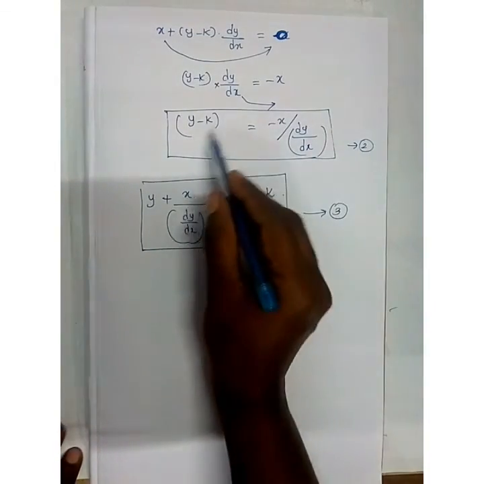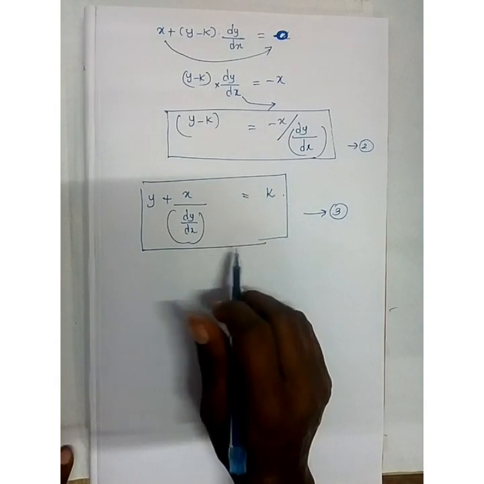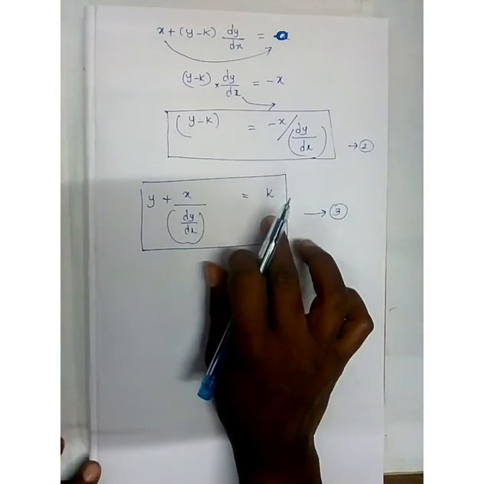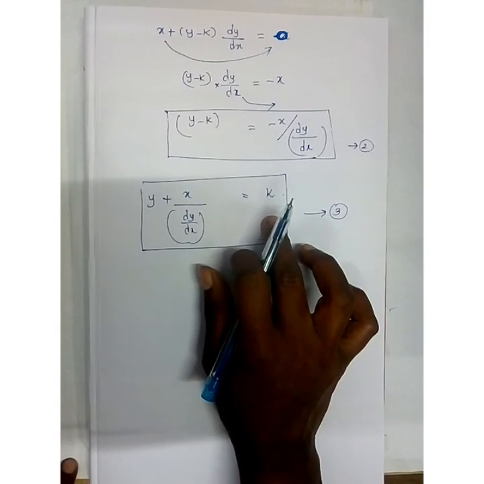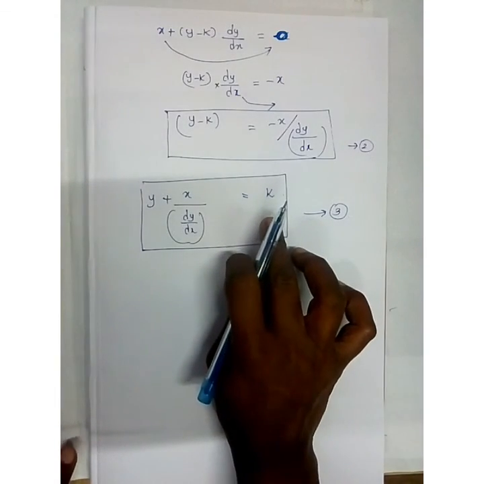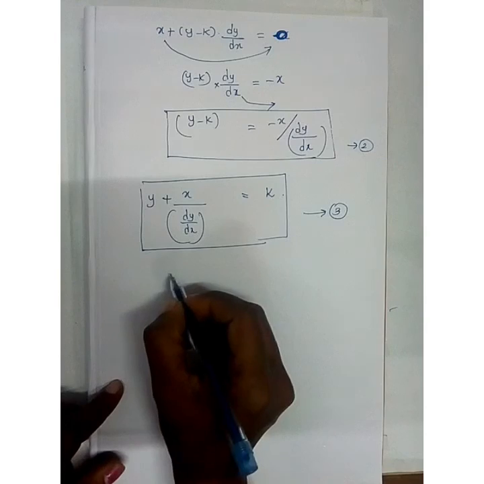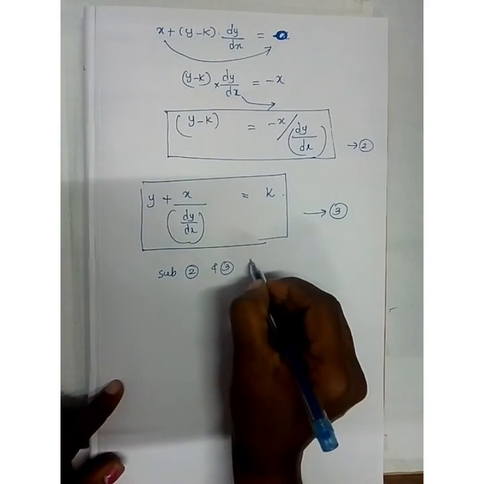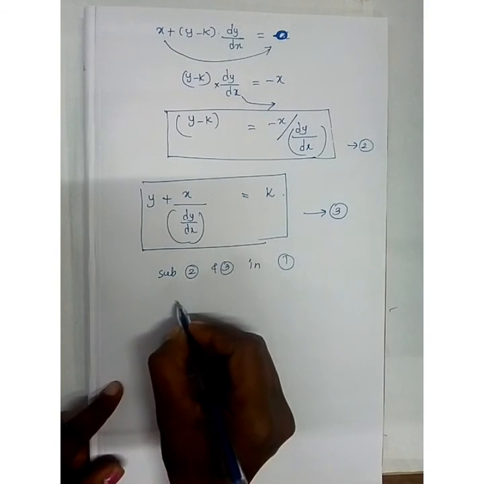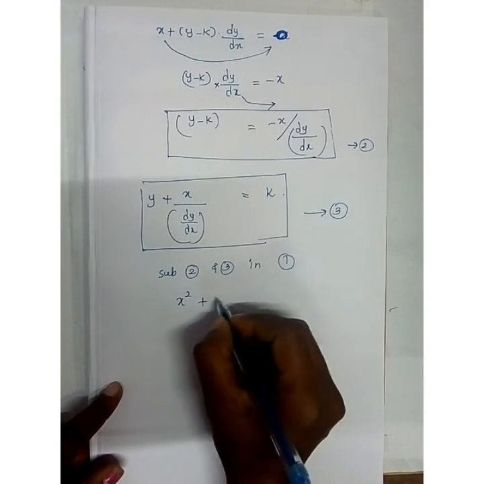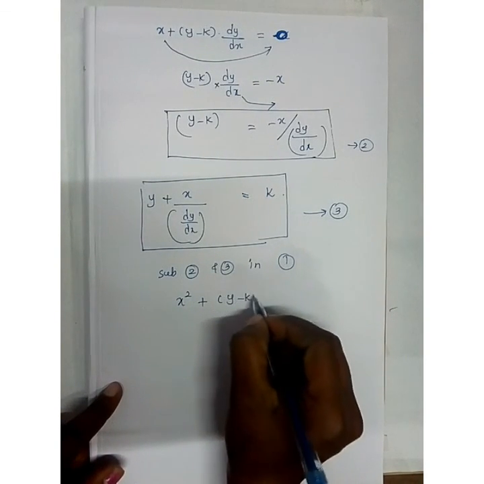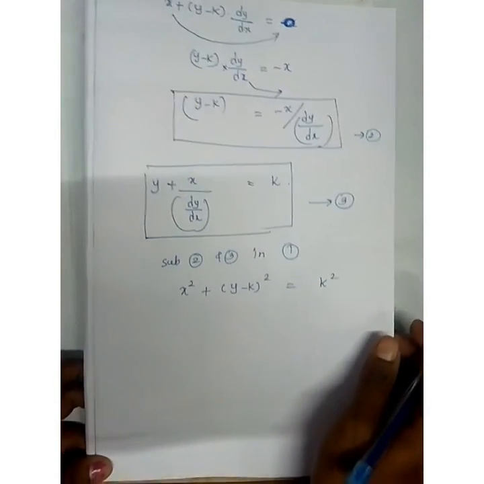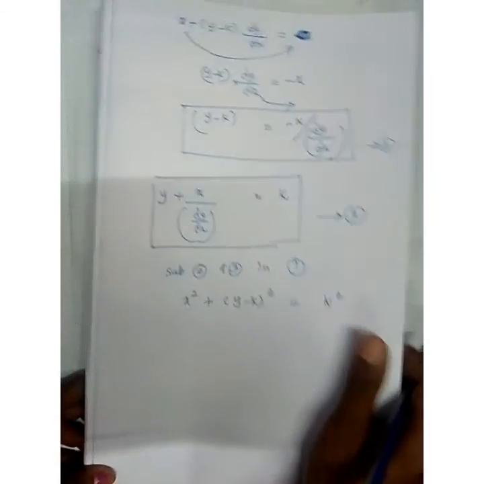So we know the y minus k value and the k value. Now we can substitute these values in equation number 1. Substitute 2 and 3 in 1. So what is equation number 1? That is x square plus (y minus k) the whole square, which is equal to k square. This is our equation number 1.